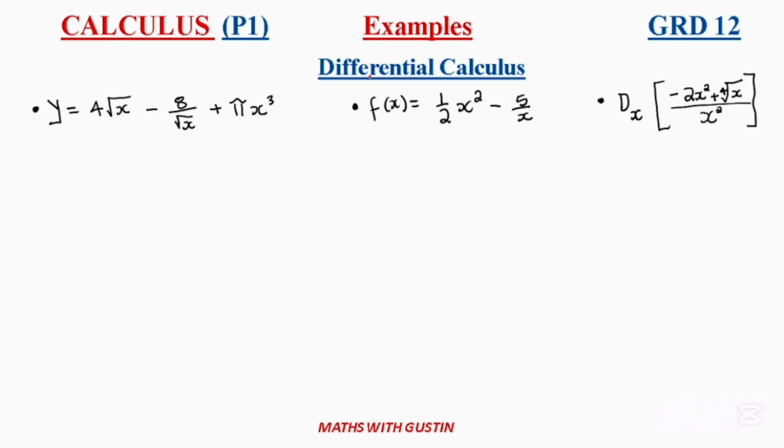Now when you have a look at the first one here, it says y is equal to 4 square root of x minus 8 over square root of x plus pi x to the power of 3. Pi is just a number, guys, don't be confused. I'm just going to give you a quick lesson here before we proceed, so that you may understand what is happening here. So the steps on how to solve questions like this one, I'm just going to put down here.